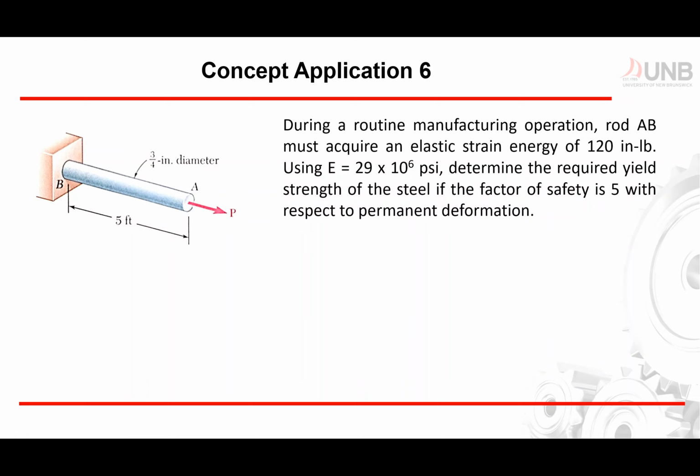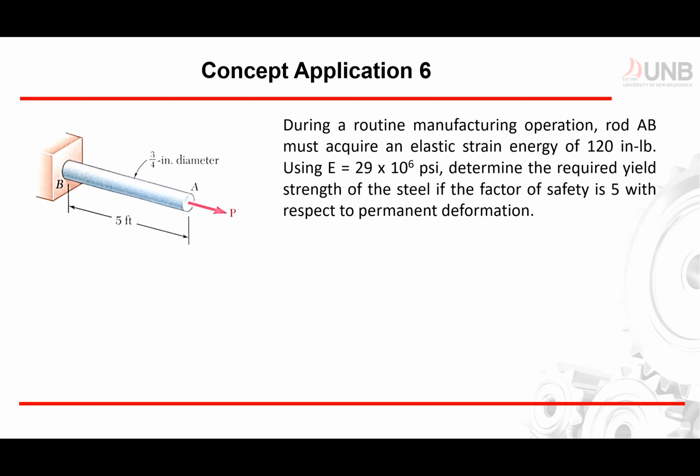During a routine manufacturing operation, rod AB, which is on the left, must acquire an elastic strain energy of 120 inch-pound. Using elastic modulus 29 times 10 raised to 6 psi, determine the required yield strength of the steel if the factor of safety is 5 with respect to permanent deformation.